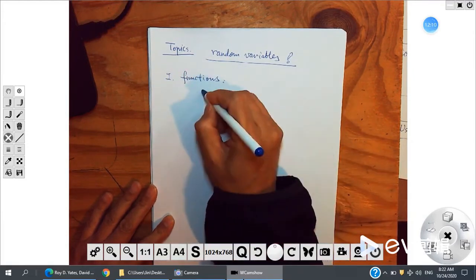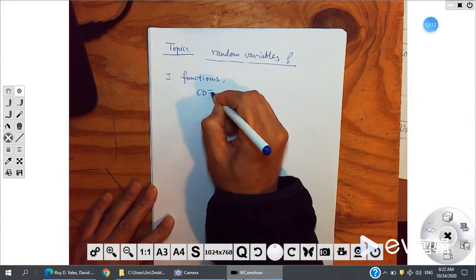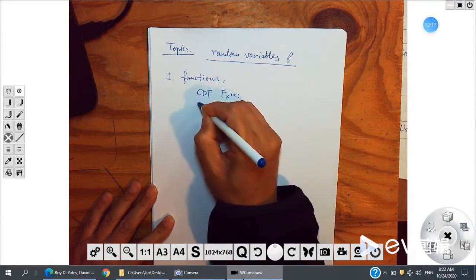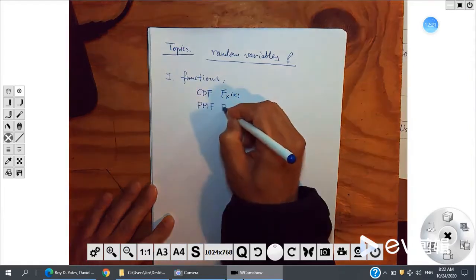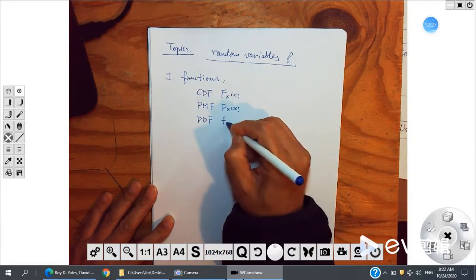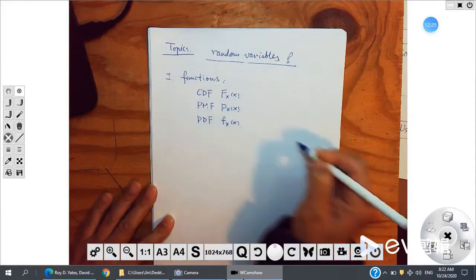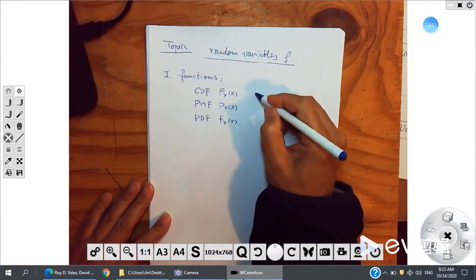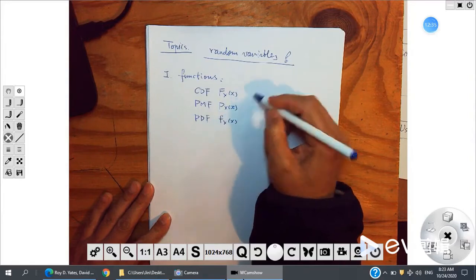Remember, we have the CDF, which is F_X(x). We have the PMF, which is p_X(x). We have the PDF, which is a lowercase f_X(x). This is for single variables. We can also have these for multiple variables.